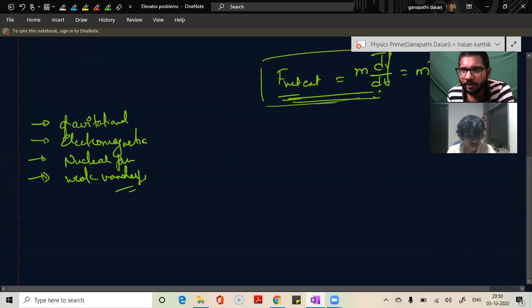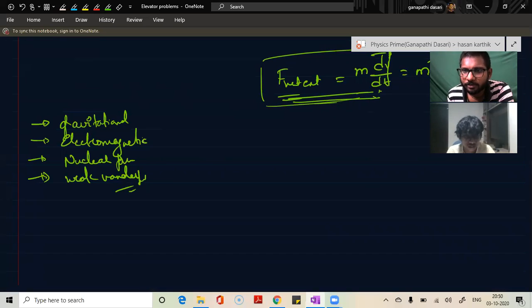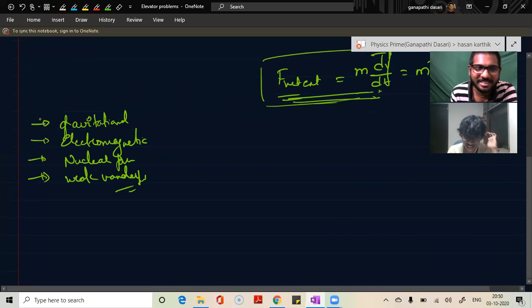Have you seen the Robo movie? Robo 2. In Robo 2, he explains that there are only 4 forces still now. You remember the dialogue? Those 4 forces are these forces: gravitational, electromagnetic, nuclear force, and weak van der Waals forces.